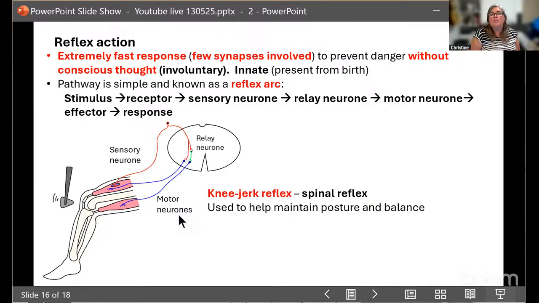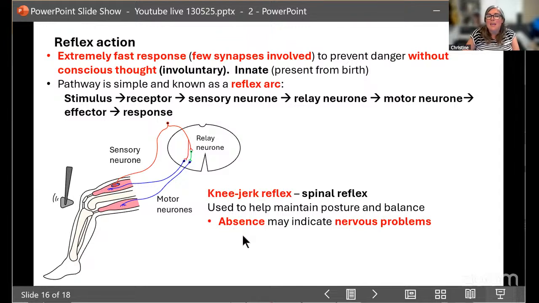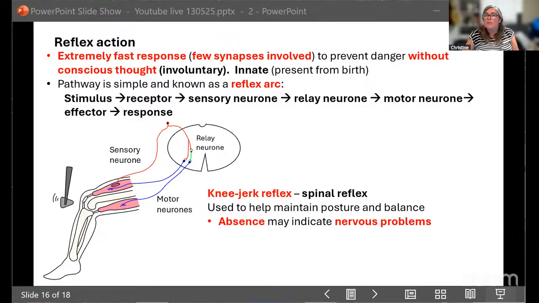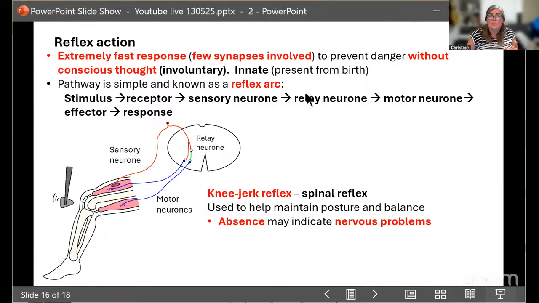So the reason we do that is because we want to maintain our posture and our balance. We need to ensure that the neurons are sending the information so that we can coordinate the response. And what happens is if there is an absence, that may actually indicate a nervous problem. So if they hit under the patella, what should automatically happen is the leg should kick out without any control. And so therefore, that is showing that it is under an involuntary control. You can't stop your leg from kicking out. So therefore, it is a reflex action that is occurring.